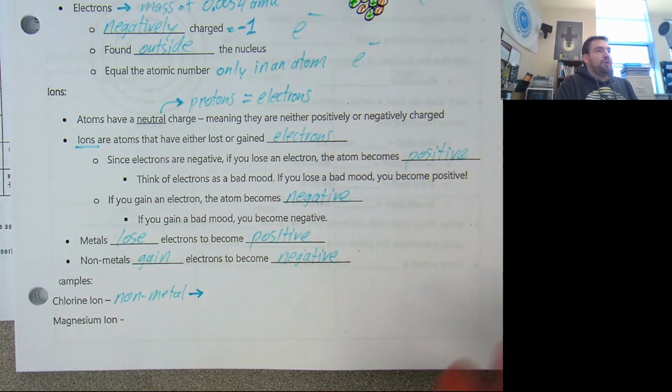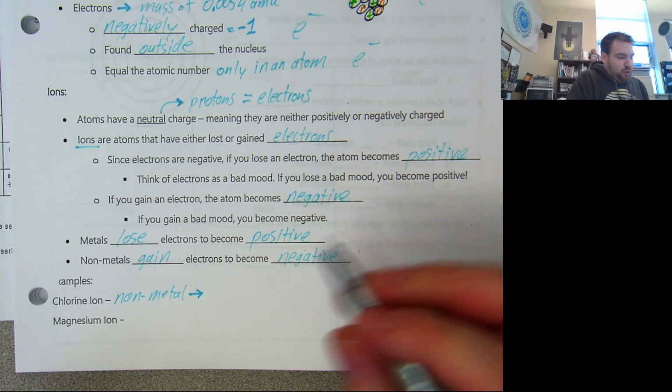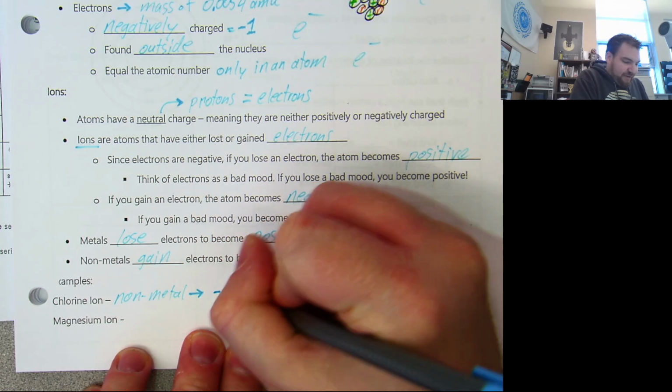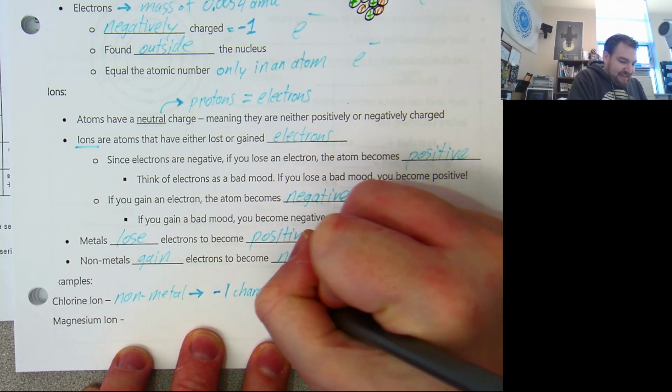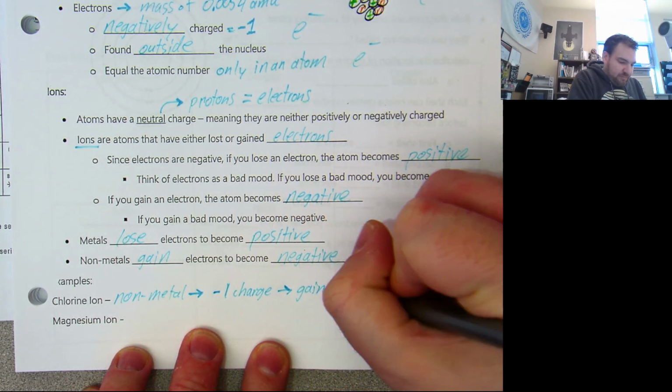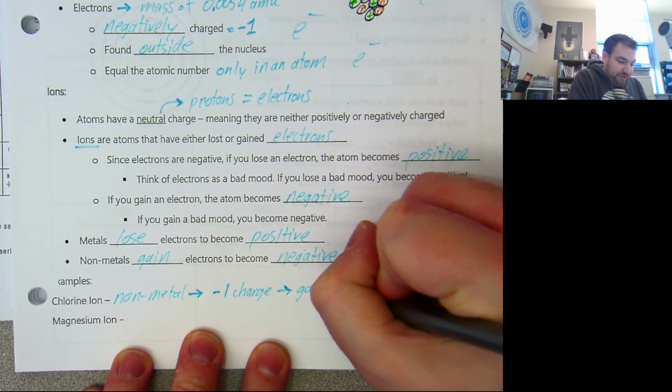What's the charge on chlorine when it becomes an ion? On your periodic table, if you see just a plus sign or just a dash without a number, that means +1 or -1. So it's just going to be -1, okay? So chlorine as an ion is going to have a -1 charge. So it gains an electron. Put the number in there. Gains 1 electron.